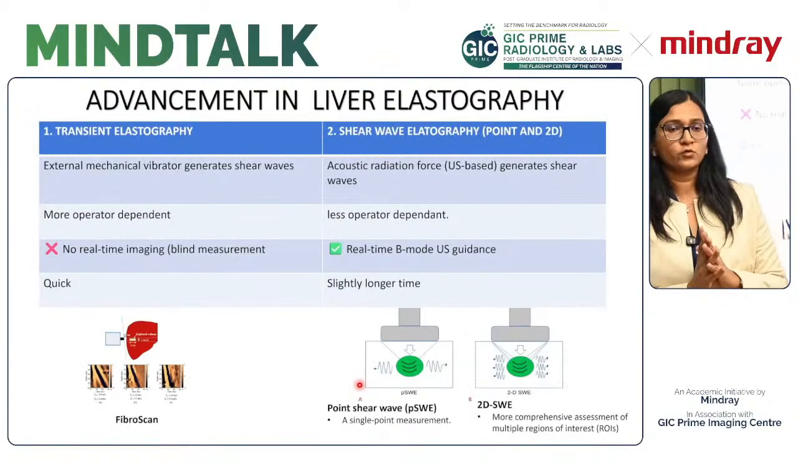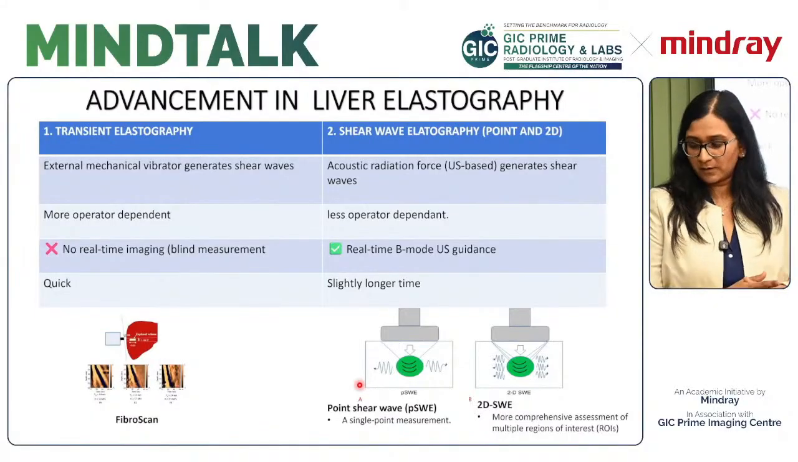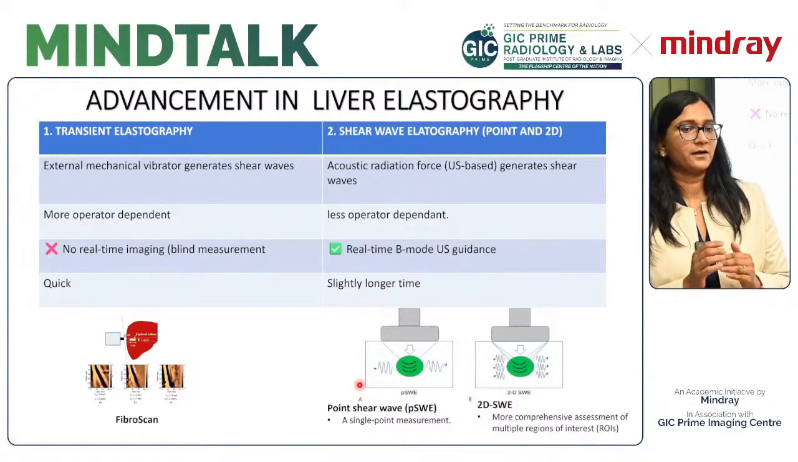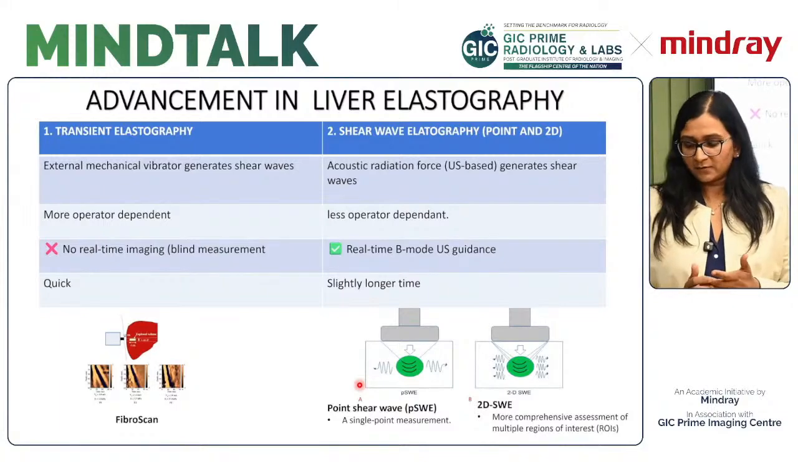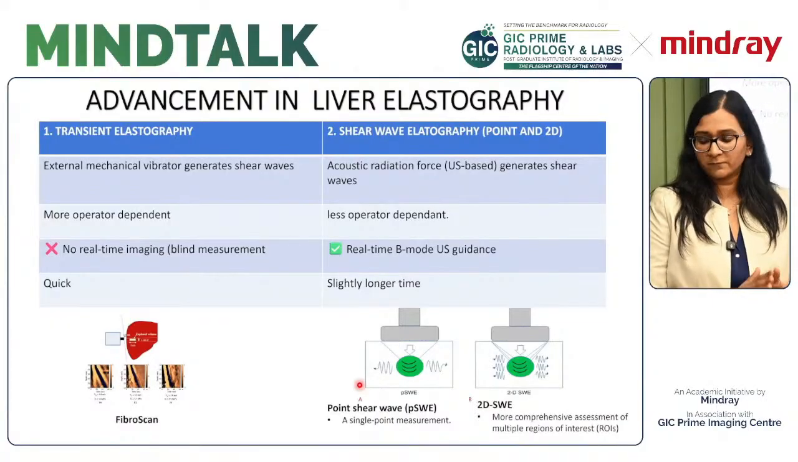There are two types of elastography. Transient elastography, traditionally we call it as fibroscan, and shear wave elastography. Transient elastography is a quick procedure and it requires mechanical waves, and it is more operator dependent, and there is no real-time B mode image in fibroscan.